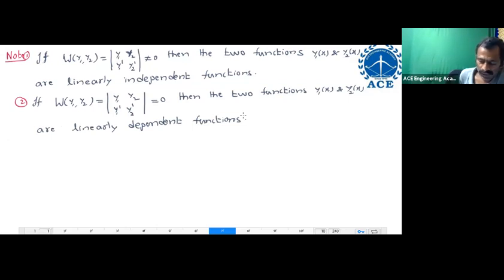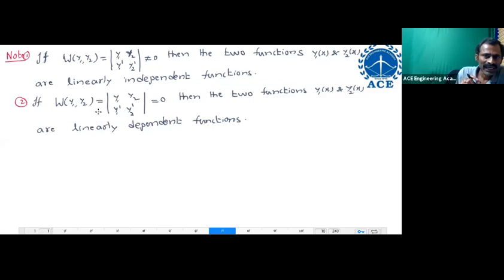So the determinant is 0, that is, the Wronskian is 0. The two functions will be linearly dependent. It means we can express one in terms of the other one, or one depends on the other function. Independent, no relation. Dependent means a relation exists between the two functions. This Wronskian is useful to check whether the functions are linearly independent or not.